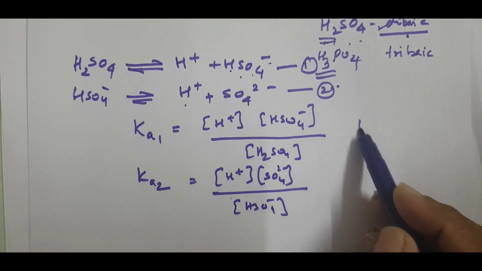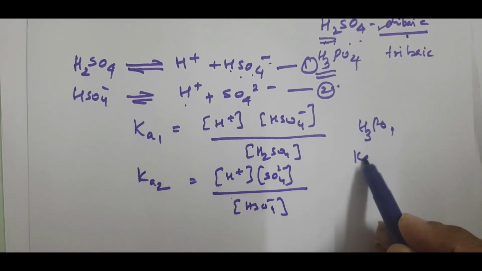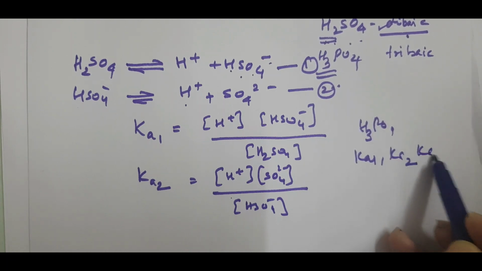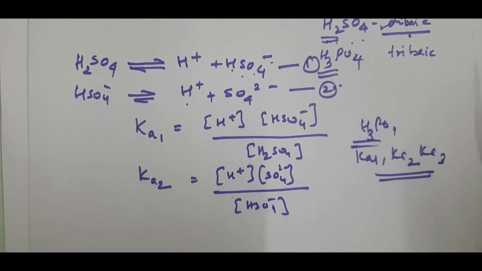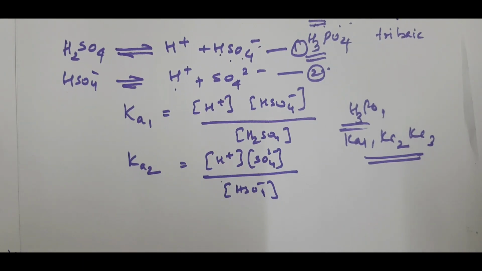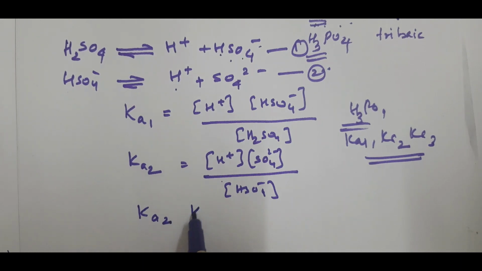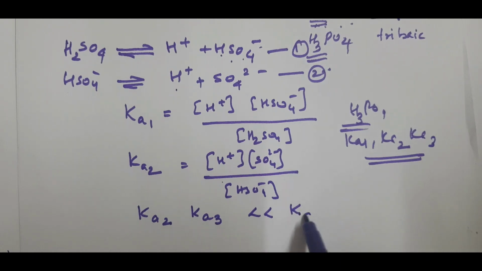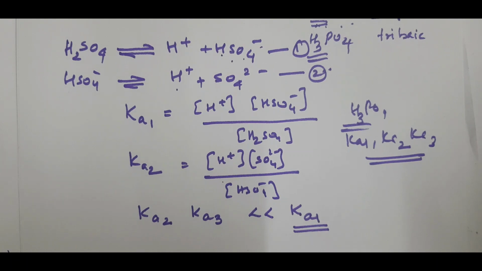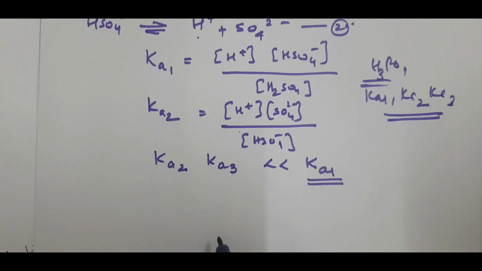Now for example, if you say like this H3PO4, it will have Ka1, then Ka2 and also Ka3 because it is a tribasic acid, and so on. Correct. And we can see that this Ka2 and Ka3 are smaller than this Ka1. Ka2 and Ka3 will be smaller than this Ka1, which means that Ka1 will be bigger than Ka2 and Ka3. What is the logic or what is the reason behind it?